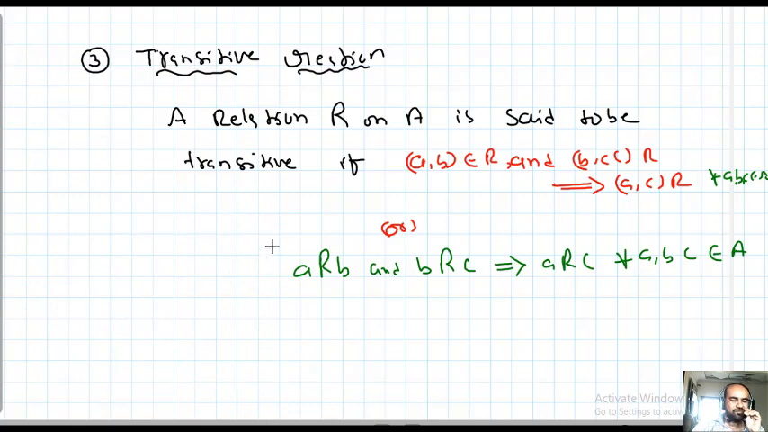Similarly, congruence is a transitive relation. Similarity is a transitive relation. Like that, we have several transitive relations. In this way you can check.